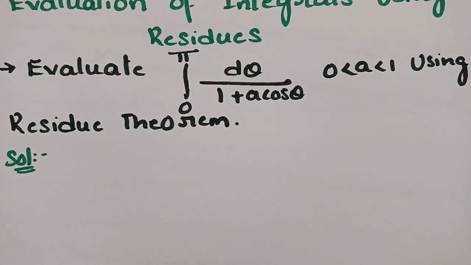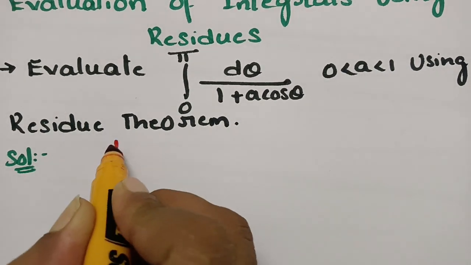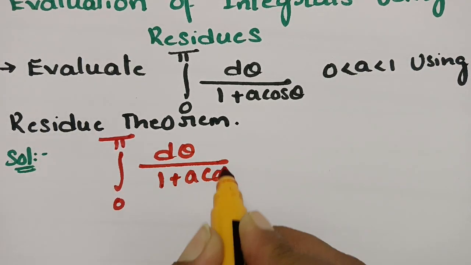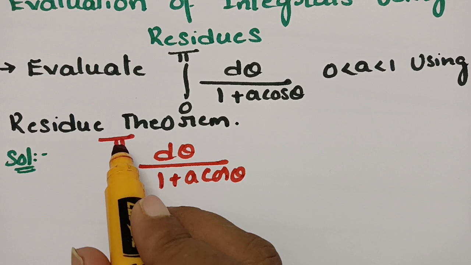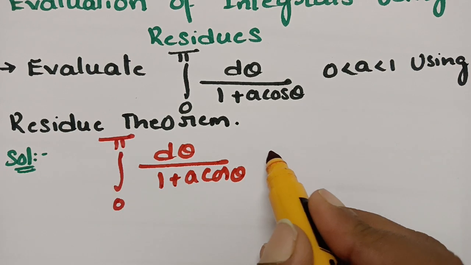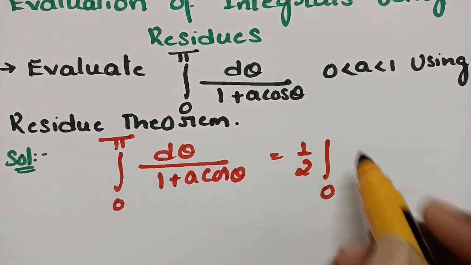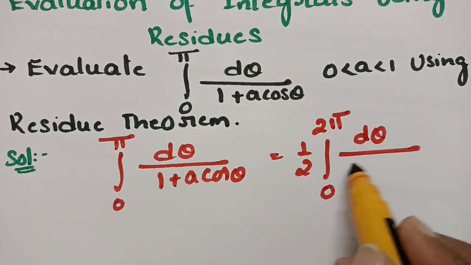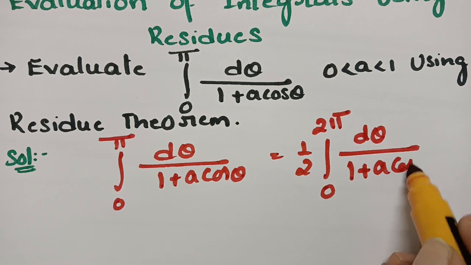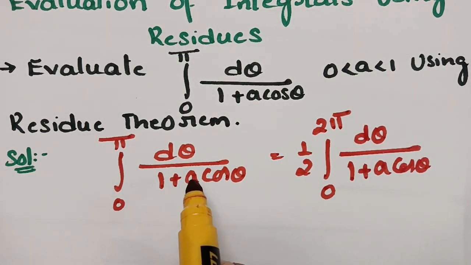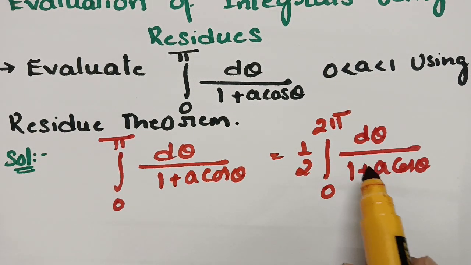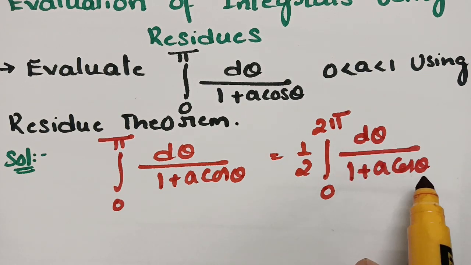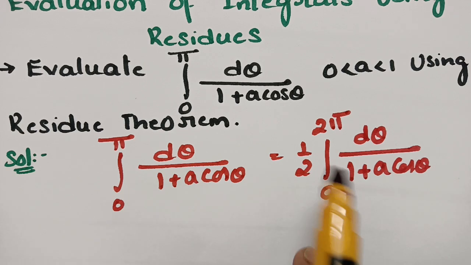First of all, we have to find the integral from 0 to pi of d theta by 1 plus a cos theta. So 0 to pi means 0 to 180 degrees. So I am writing this as half times the integral from 0 to 360 degrees, that is 2 pi, of d theta by 1 plus a cos theta. Instead of finding this value, I am going to use this integral, half times the integral from 0 to 2 pi of d theta by 1 plus a cos theta, as both values are equal.